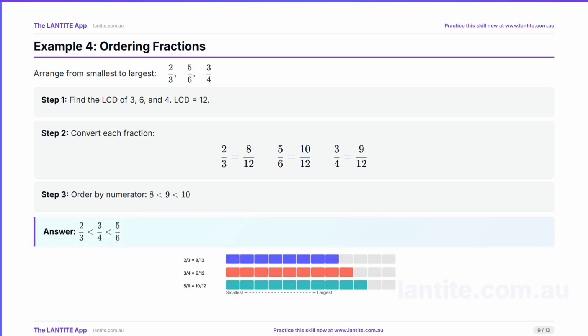Let's order three fractions from smallest to largest: 2/3, 5/6, and 3/4. First, find the lowest common denominator of 3, 6, and 4, which is 12. Convert each. 2/3 becomes 8/12, 5/6 becomes 10/12, and 3/4 becomes 9/12. Now, just compare the numerators: 8, 9, 10. So the order from smallest to largest is 2/3, then 3/4, then 5/6. The fraction bars make this easy to see visually.